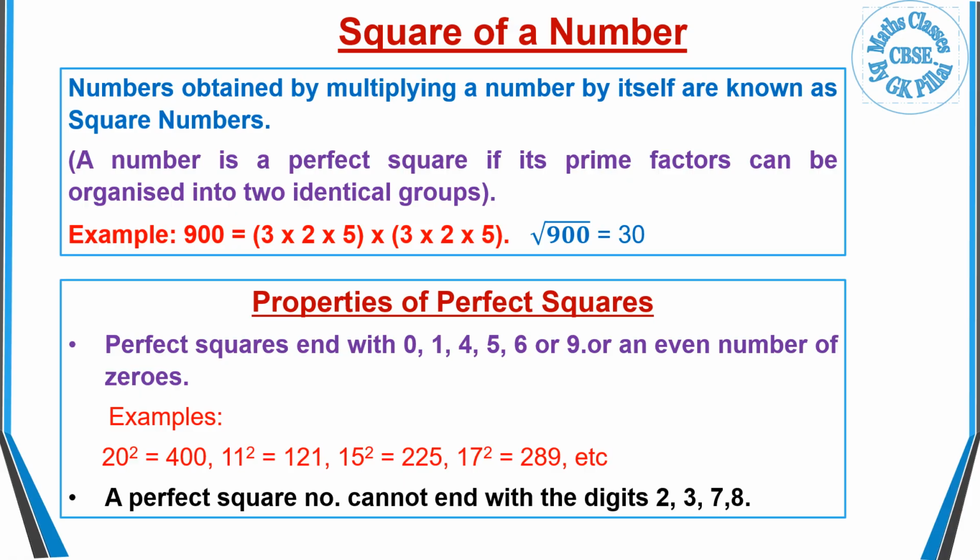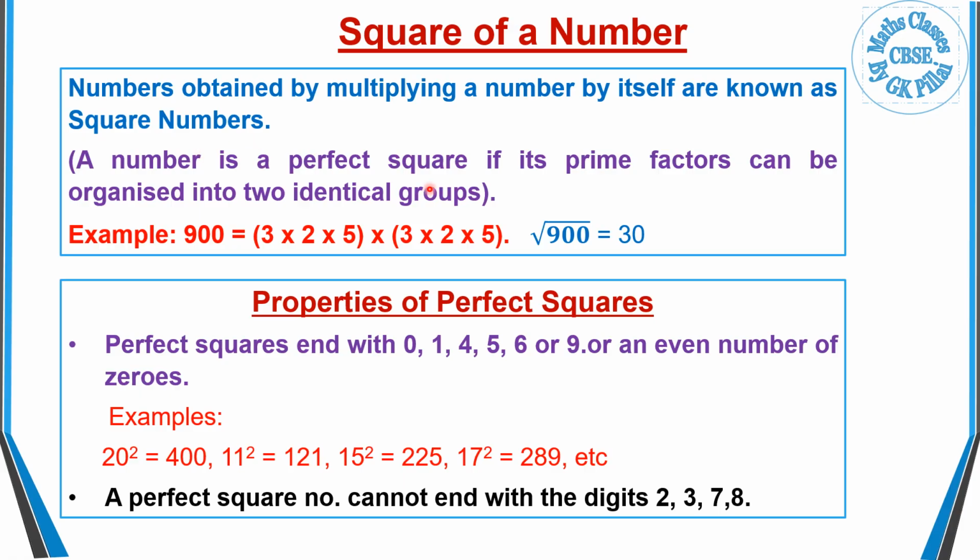You must be knowing by now what is the square of a number, cube of a number, square root and cube root, etc. First of all, square of a number. Numbers obtained by multiplying a number by itself are known as square numbers. You must be knowing about this.